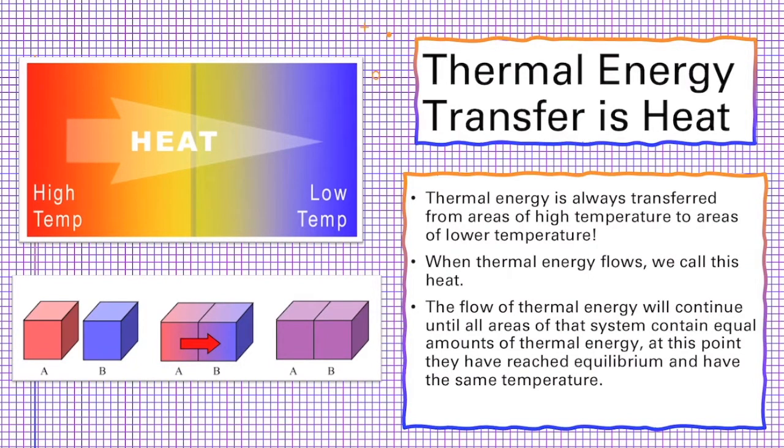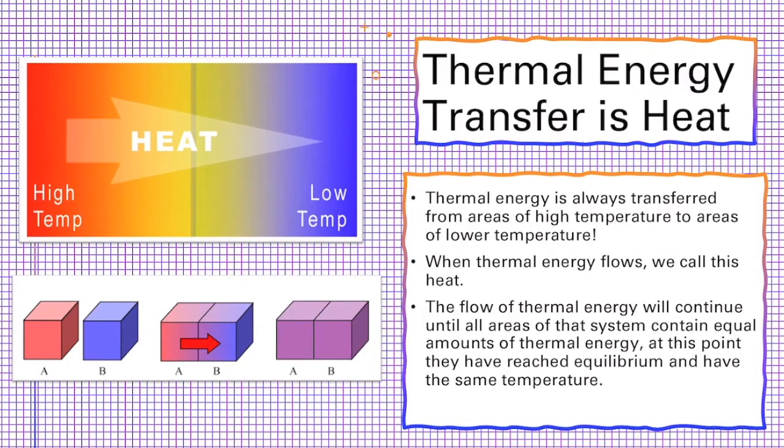It's important to understand how thermal energy moves through a system. Thermal energy is always transferred from areas of high temperature to areas of low temperature. When thermal energy flows, we call this heat. The flow of thermal energy will continue until all areas of that system contain equal amounts of thermal energy. At this point, they've reached equilibrium and have the same temperature.